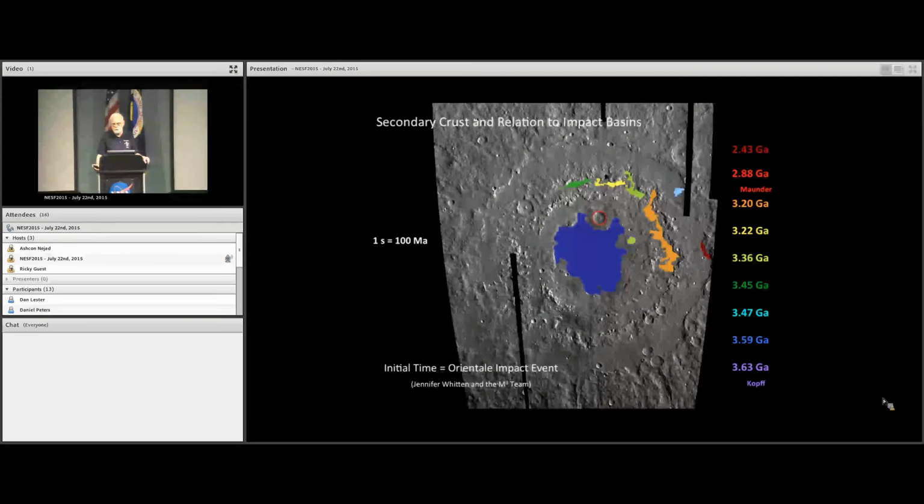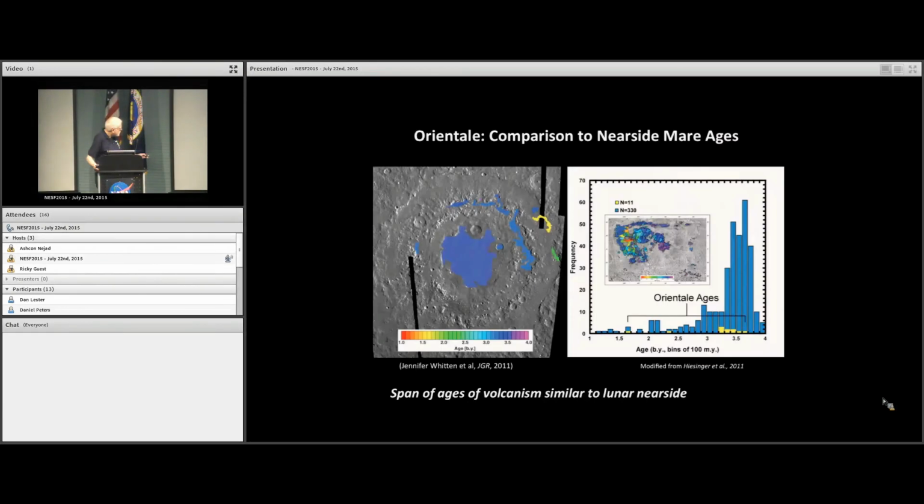But you can see at 1 second equals 100 million years that this thing is filling up over geological time, extensive geological time. It's not all coming up at once, flooding the basin from pressure release melting or anything like that. This gives us the opportunity in this Orientale campaign to actually sample all these basalts.